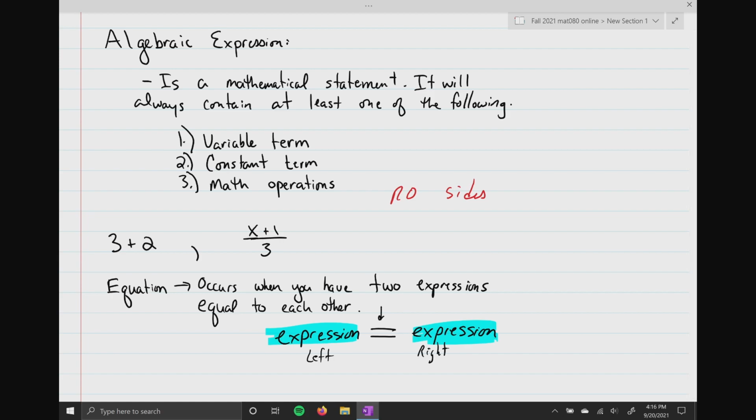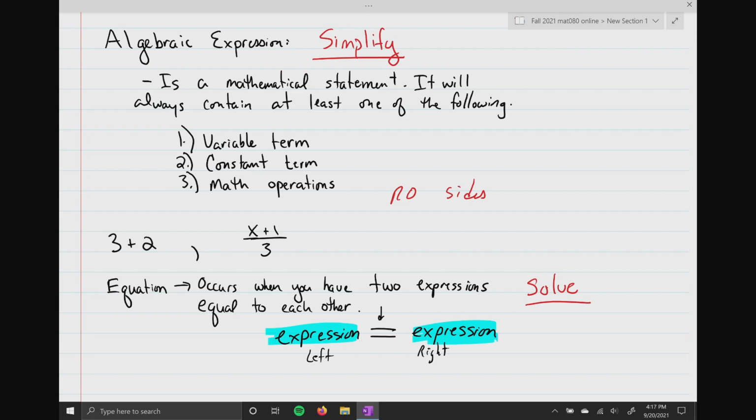For an algebraic expression, the directions will always say simplify. And I know we've heard that word before. With an equation, the directions will always say solve. So two completely different things here. And like I said, sometimes I think students tend to just mix these up a little bit.